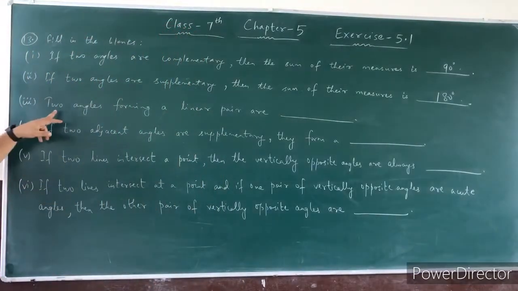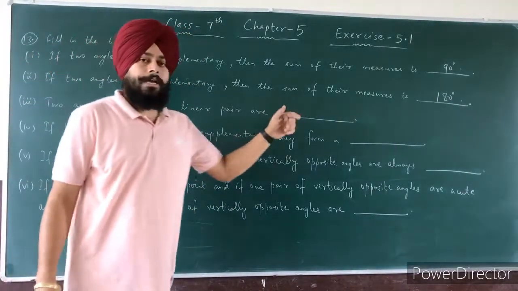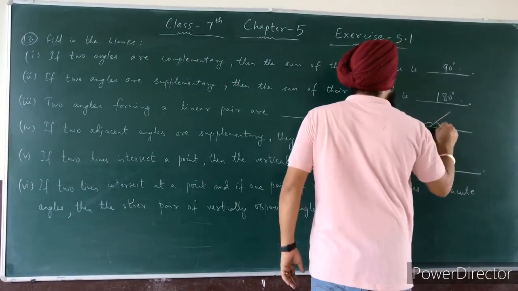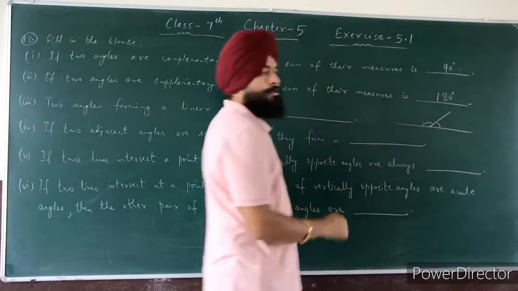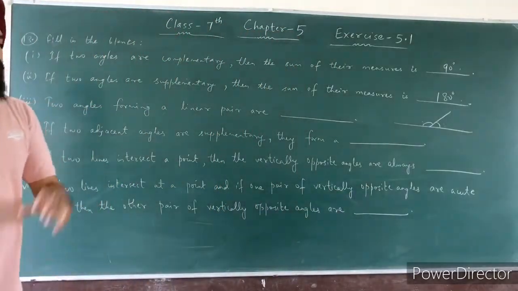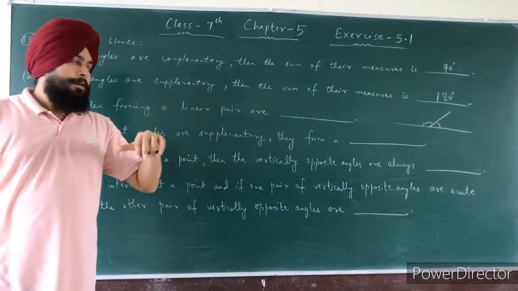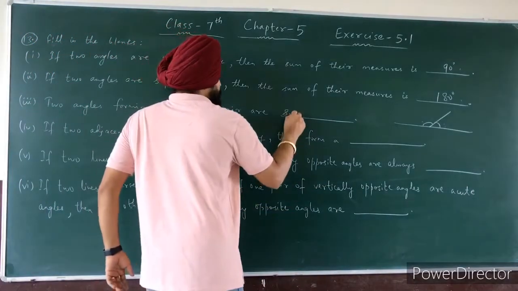180 degree. Next, the third is, two angles forming a linear pair are dash. So what is a linear pair? This is a straight line, and these two angles form a linear pair. So in a linear pair, the sum of the angles is how much? 180 degree, and you can also say they are supplementary.